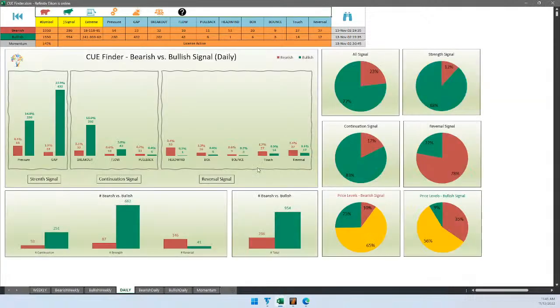What about Friday's picture? All signals, strength signal, trend continuation, all are bullish. Only reversal is more bearish than bullish in terms of percentage. However, the absolute number of reversals is much smaller than the number of strength signals. So in this case, though the percentage of reversals is more on the bearish side, when taken together, the strength and reversal, they together continue to show bullishness because of the absolute numbers.